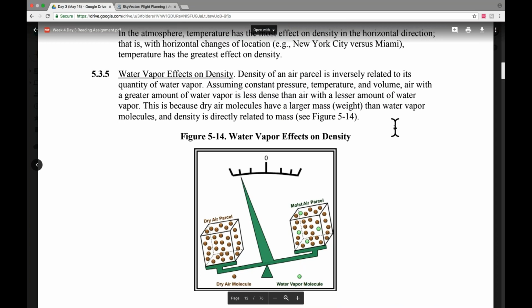So how does water vapor affect density? The density of an air parcel is inversely related to its quantity of water vapor. Air with water vapor is less dense than air with a lesser amount of water vapor. This is because dry air molecules have a larger mass than water vapor molecules. The density is directly related to the mass. Okay.